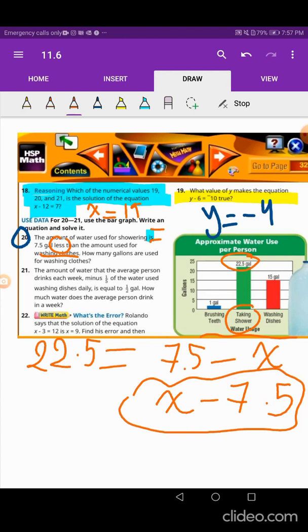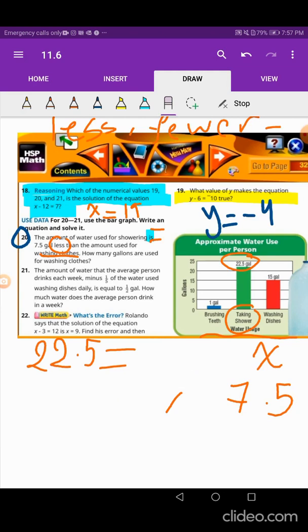Do you remember another word that means subtraction and switching? Yes, you are right. The word is fewer. So whenever we see less or fewer, it means we need to subtract and also we need to switch. Let's go back. So we write over here x minus 7.5.